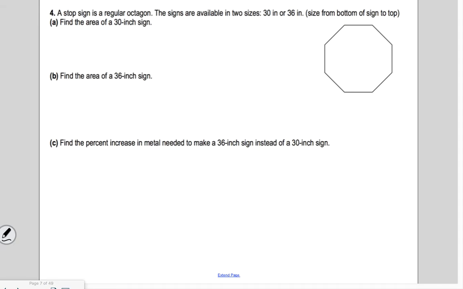All right, so number 4. A stop sign is a regular octagon. The signs are available in 2 sizes, 30 inches or 36. Find the area of a 30-inch sign and find the area of a 36-inch sign. Okay, so I want this side of the room, you guys are going to find the 30-inch sign. And this side of the room, you guys are going to find the area of the 36-inch sign. So this 30, when we talk about 30, we're talking about all the way down this way.